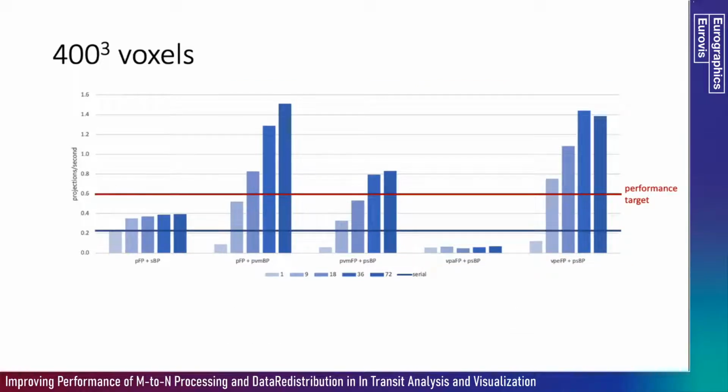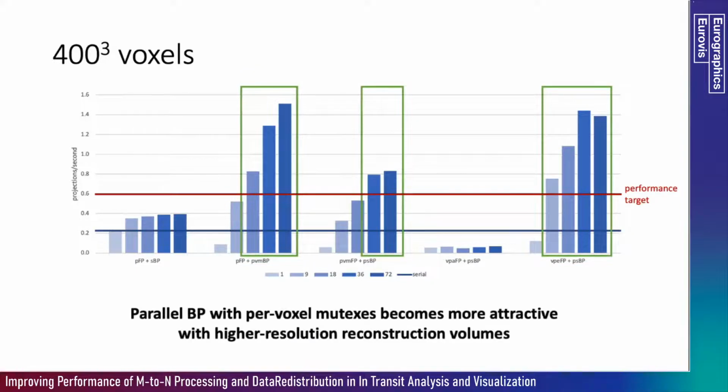Moving up to our target volume resolution, 400 cubed voxels, we see that a few strategies exceed our performance target by a factor of 2 or more, once again with possibly fewer than all threads on our system, just as in that lower resolution case. However, parallel back projection with per-voxel mutexes provides the best absolute performance in this case, and it may in fact be a better alternative for higher resolution volumes.